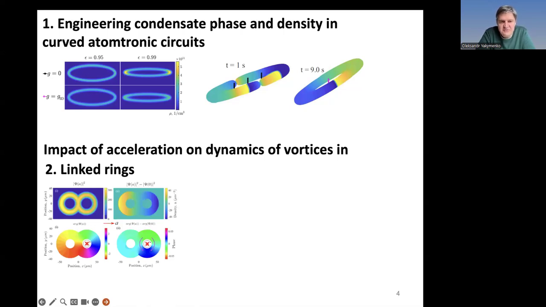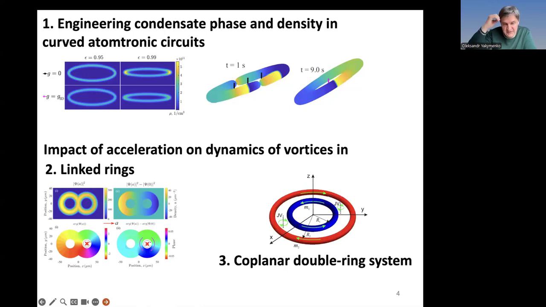That's the first part, and then I will switch to the linked rings. I will consider different situations when they form a planar system, like here, the two examples, one by one, side by side, and also a concentric doubling system. Why it's interesting and how we can use this system, for example, for measuring acceleration. It's kind of the idea, and some proof of concept will be shown today.